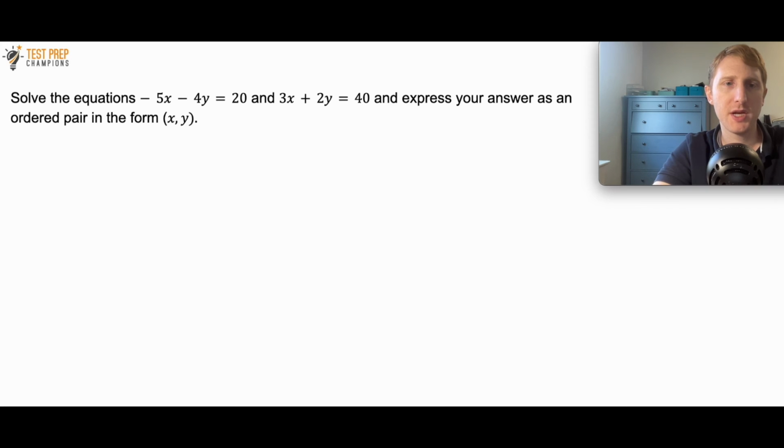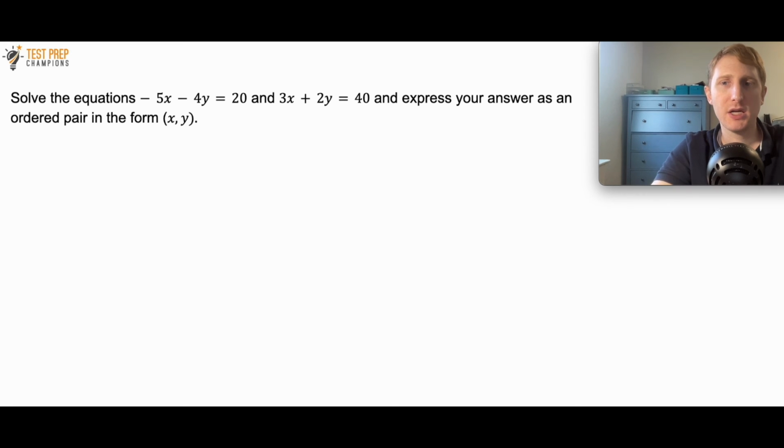Solve the equations negative 5x minus 4y equals 20 and 3x plus 2y equals 40 and express your answer as an ordered pair in the form (x, y). So let me give you a chance now to pause the video, try to figure this out, take all the time you need, and if you have any trouble with this, don't worry because we're just going to go over it. Okay, let's talk about this question.